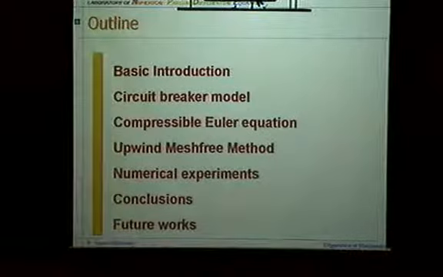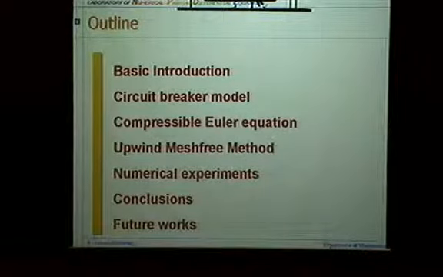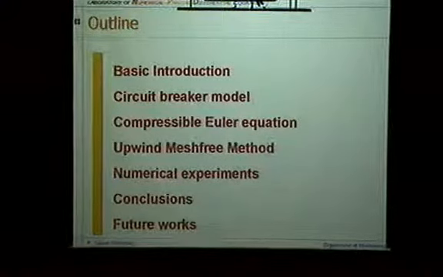So basically, I'll explain about my problems, and then I'll talk about the oil equations and the related scaling problems, and then show some numerical experiments. Okay.